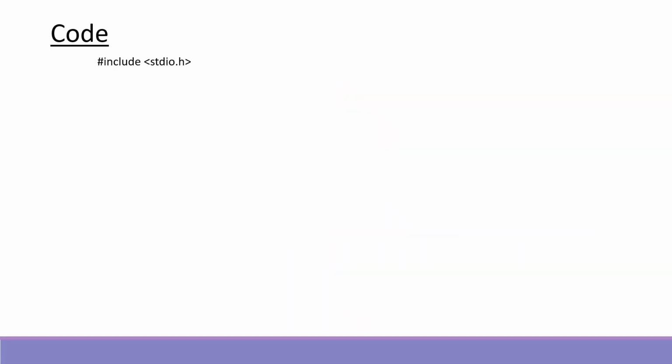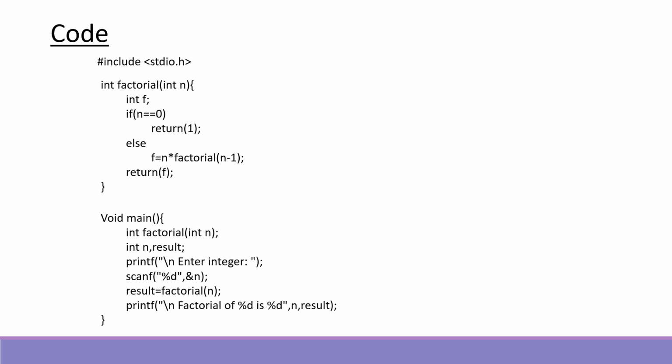First, we include the header file, #include. This allows us to use input and output functions like printf and scanf. Next, we declare a function named factorial that takes an integer n as input. This function will call itself repeatedly to calculate the factorial of the number. In the main function, we declare two variables, n for the input number and result to store the factorial value. Now we call the function, result equals factorial of n. After that, we display the result using printf factorial of n is result.